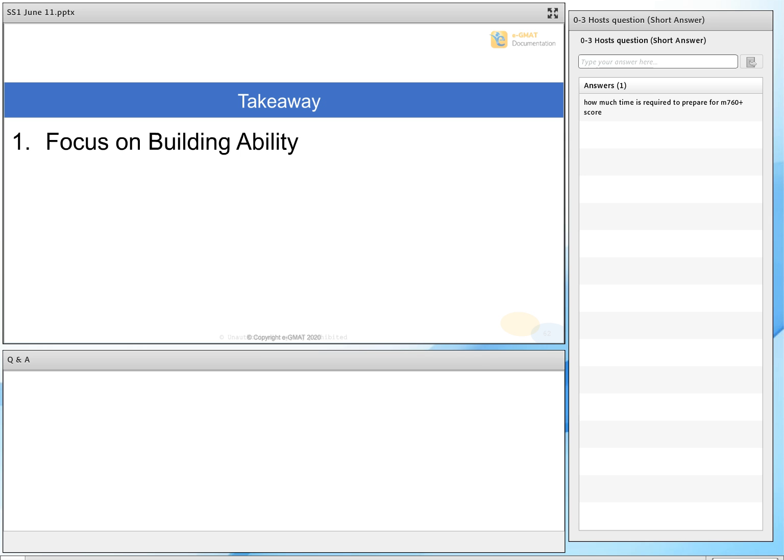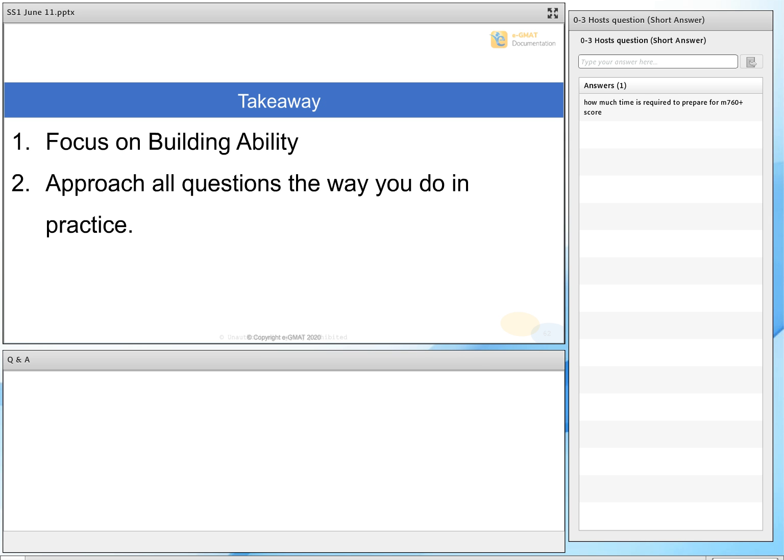So focus on building ability and don't do anything special on the first 10 questions, please. Your ability going into the test is what you want to translate into the test. You don't want to do anything special because if you try doing something special, 9 out of 10 times you're going to score below what you deserve.